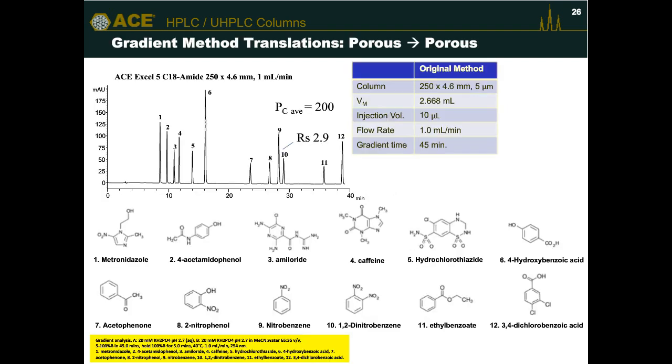So here we have an example. We're moving from a porous C18 amide column in this case to a smaller column, and we want to translate the gradient method. This is a 45-minute gradient time, and the critical peak pair, peaks 9 and 10, have a resolution of 2.9. We've specified the average peak capacity here, as that's a good measure of how many peaks we can get into a separation window. The more peaks you can get in that window, obviously the sharper they will be, the narrower they are, the more efficient.